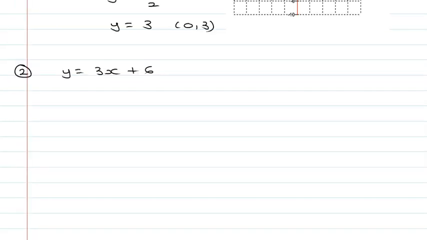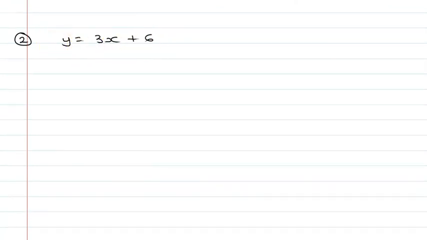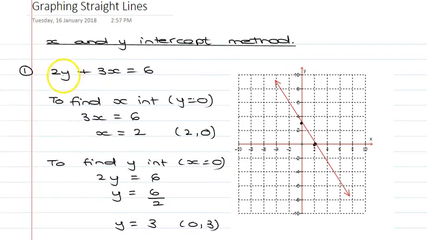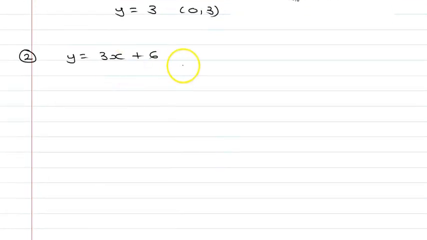Alright, I'm now going to show you a second example where the equation that we've got to sketch is not in the form as above, which you can see is a special ay plus bx equals c form. This is in y equals mx plus c. So straight away we can see what the y-intercept is because this is our value of c, so we know that the y-intercept is 6, because it's in the form y equals mx plus c.